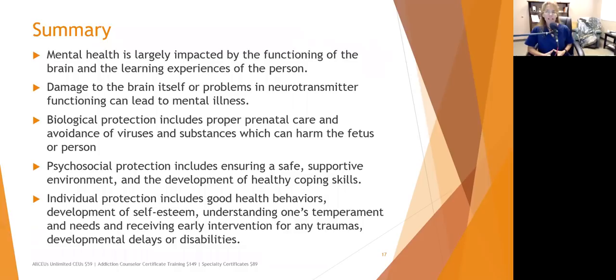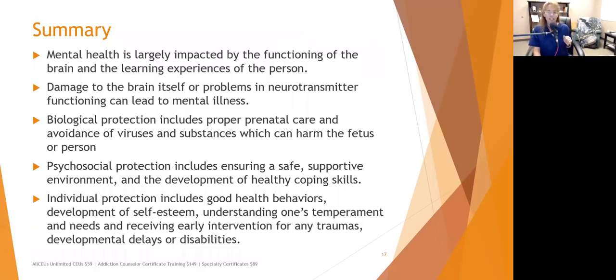Damage to the brain itself or problems in neurotransmitter functioning can lead to mental illness. If certain parts of the brain get damaged irreparably, especially large parts, not just a single neuron, people can experience more apathy, depression, anxiety, or impulse control issues. Biological protection includes proper prenatal care and avoidance of viruses and substances which can harm the fetus or your own brain, such as HIV or hepatitis or herpes.